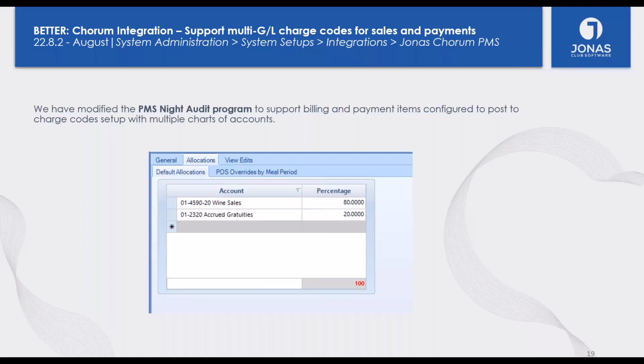The new feature that we added here is the ability to actually use charge codes that post to multiple chart of account codes. When this interface was first released, there was a restriction where you could not use these types of charge codes that have a multi-GL breakdown. It could only use chart of account codes that had a single GL account with 100% allocation. Now we've changed this program to support multiple general ledger codes, so that when you run that night audit program in the PMS, it can now post to multiple GL accounts per charge code with this interface.